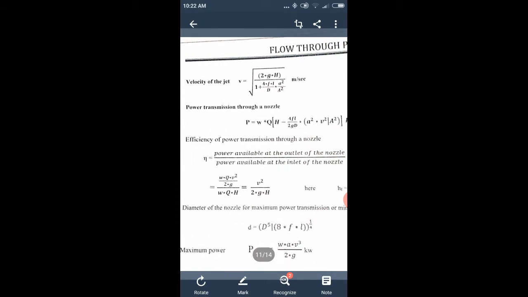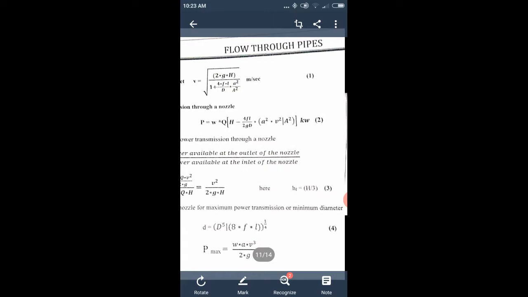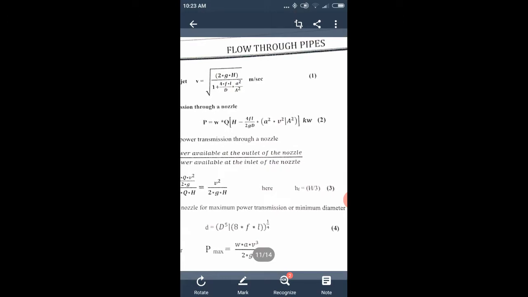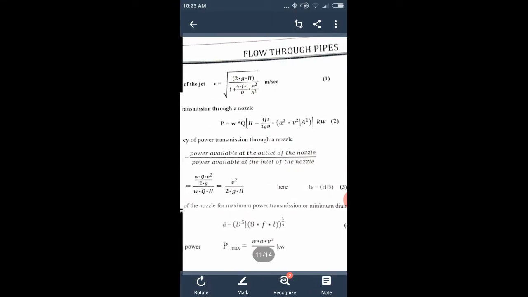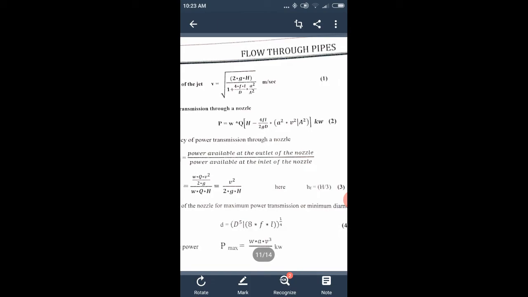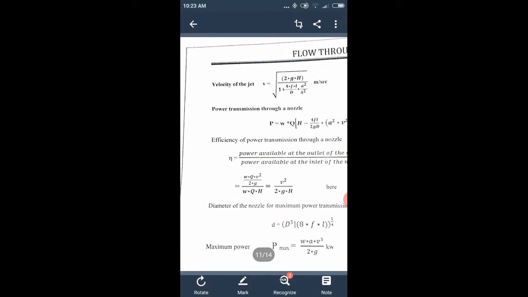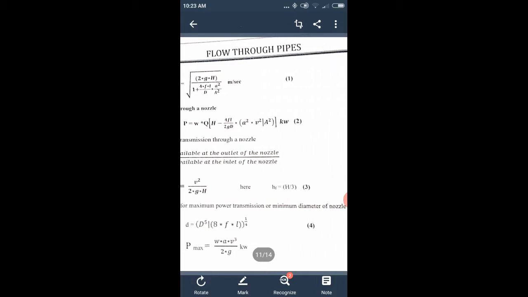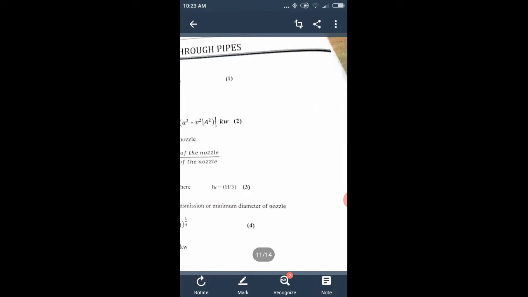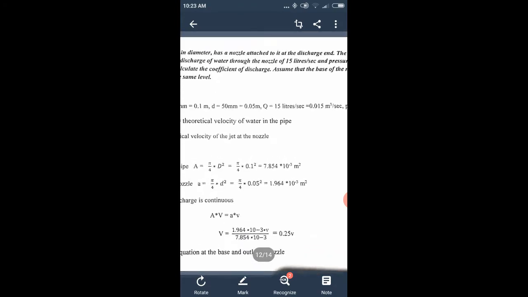Then the diameter of the nozzle for maximum power transmission, or the minimum diameter of the nozzle, is d equals D raised to 5 divided by 8fL, raised to 1 by 4. Then the maximum power transmission, P max, equals wavQ divided by 2g. These formulas are used to calculate problems. So here is a problem.